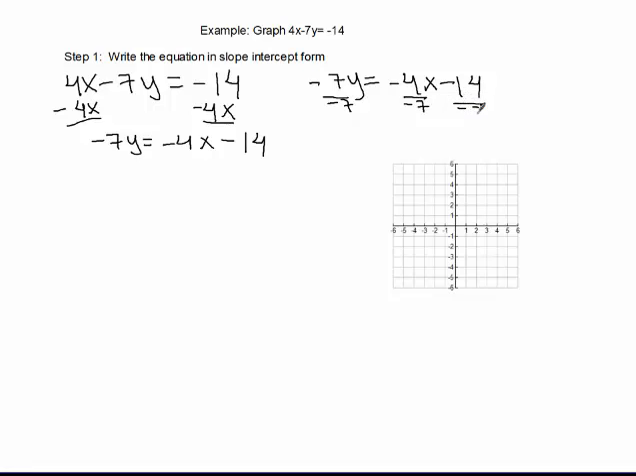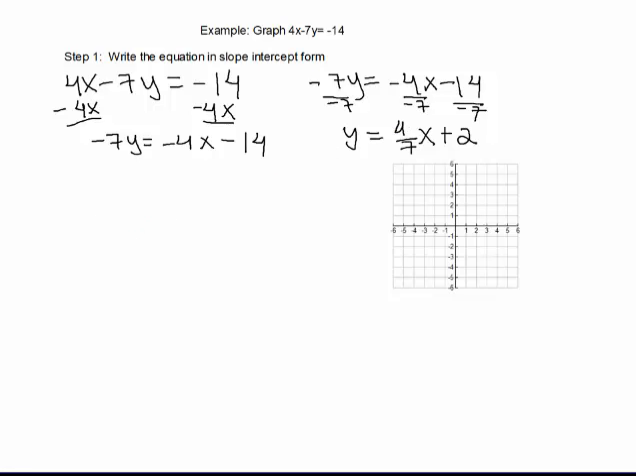Dividing the entire equation, I end up with y equals, negative divided by a negative is a positive, so 4 over 7 x. Same here: positive, and 7 goes into 14 two times. So here's my equation in slope-intercept form. My y-intercept is (0, 2). Here's my b, 2, and the slope is 4 over 7.